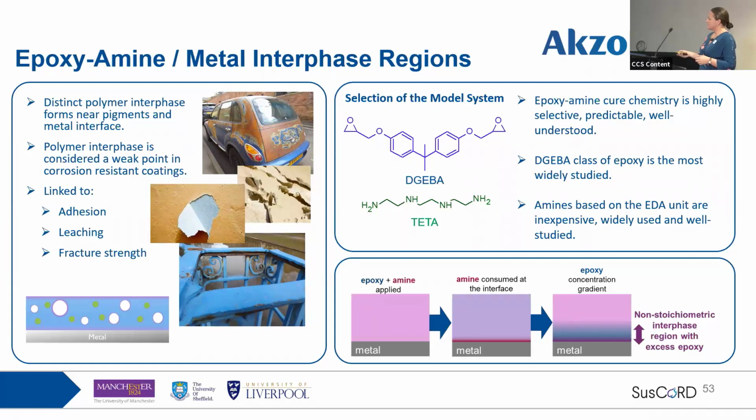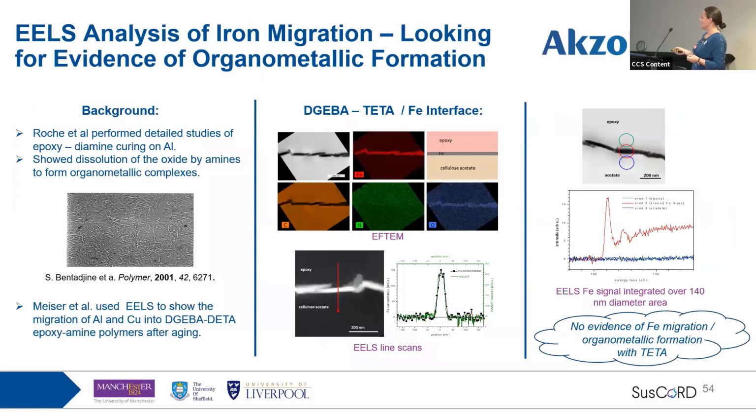So a huge amount of literature has been focused on the consumption mechanism here at the interface, particularly for aluminium and alloys and coppers. And there's a wide body of work that considers that the oxide on your metals can be dissolved by the amine, making organometallic complexes. So this is the first thing we looked at with iron. So on the left here, we've got an example of these organometallic complexes crystallizing out of a coating. And so this is the type of effect we're looking for.